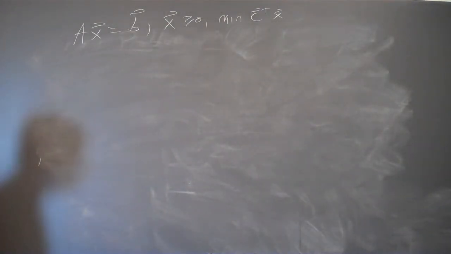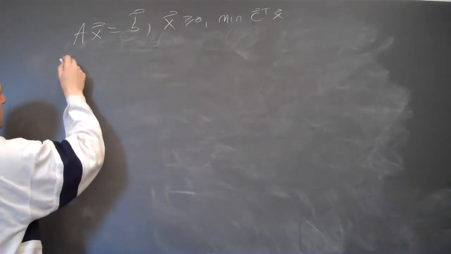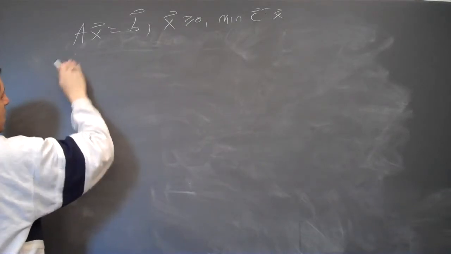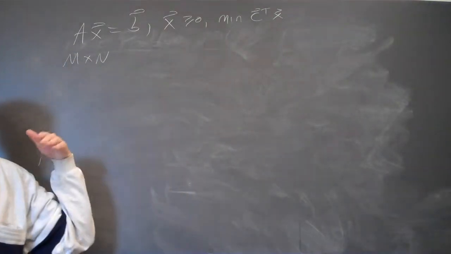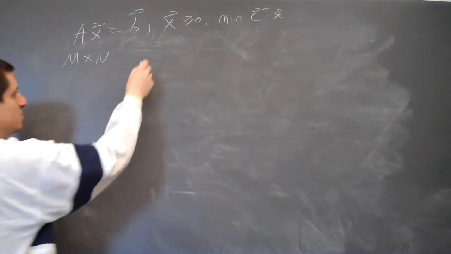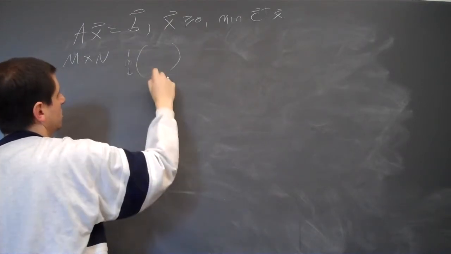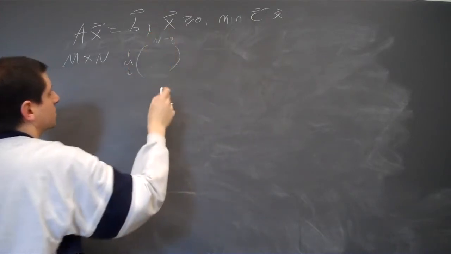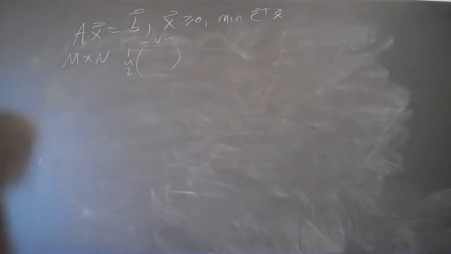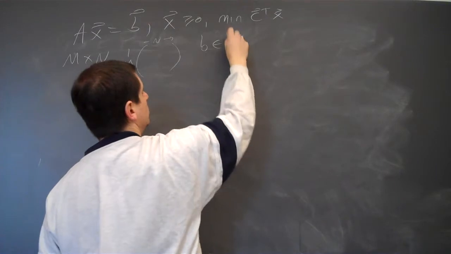There are a couple of assumptions one typically makes about b. So the first is that, let's say matrix A is m by n. So it has m rows and n columns. So that means my variable x has n components, and my parameter b will have m components. So b will be in R^m.